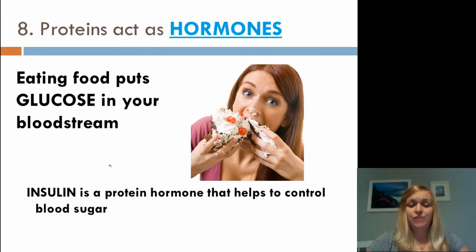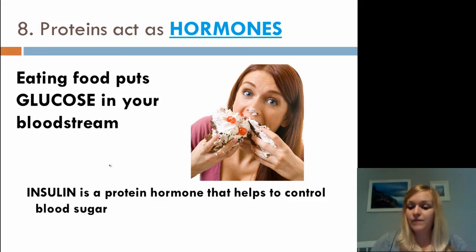Okay, last function of proteins. Proteins act as hormones. A great example that I like to use, because a lot of people have heard of it, is insulin. Insulin is a protein hormone, and it helps us to control our blood sugar. This protein hormone is produced naturally in our bodies. When we eat a big load of food, a bunch of glucose basically, we need something that's going to break it down, and that insulin is what breaks it down. So our body produces it in response to our eating food or taking up more energy.